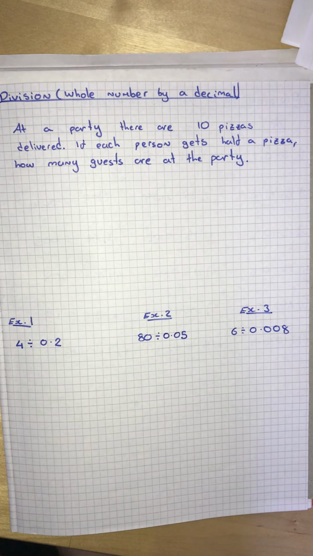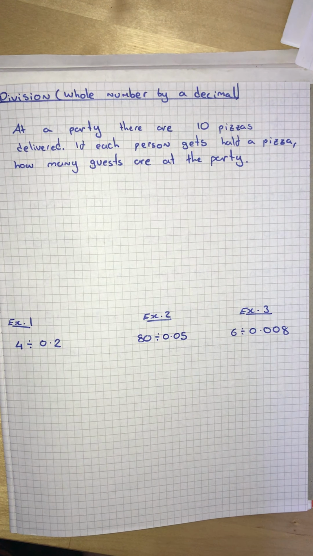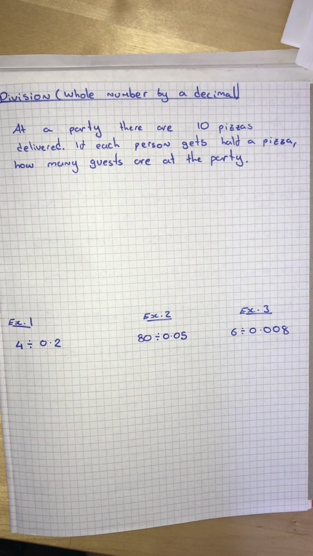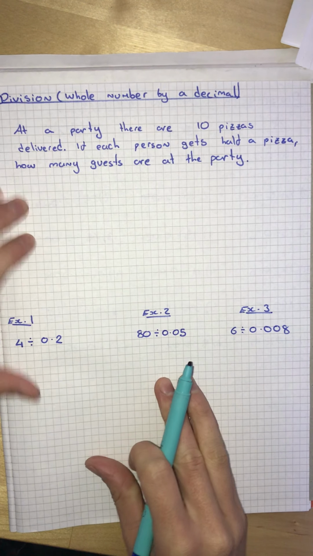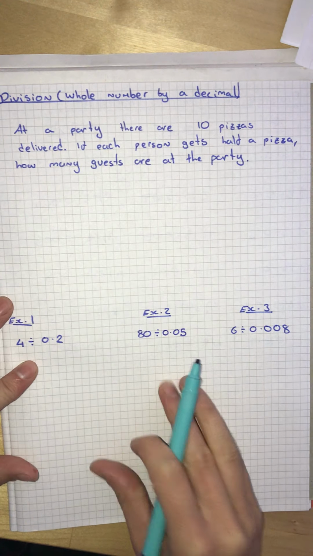So in this video, we're going to talk about division, specifically dividing a whole number by a decimal number, and that can be pretty tricky. So before we jump into these three calculations, I'm going to talk about it a little bit and hopefully help you understand why something happens.